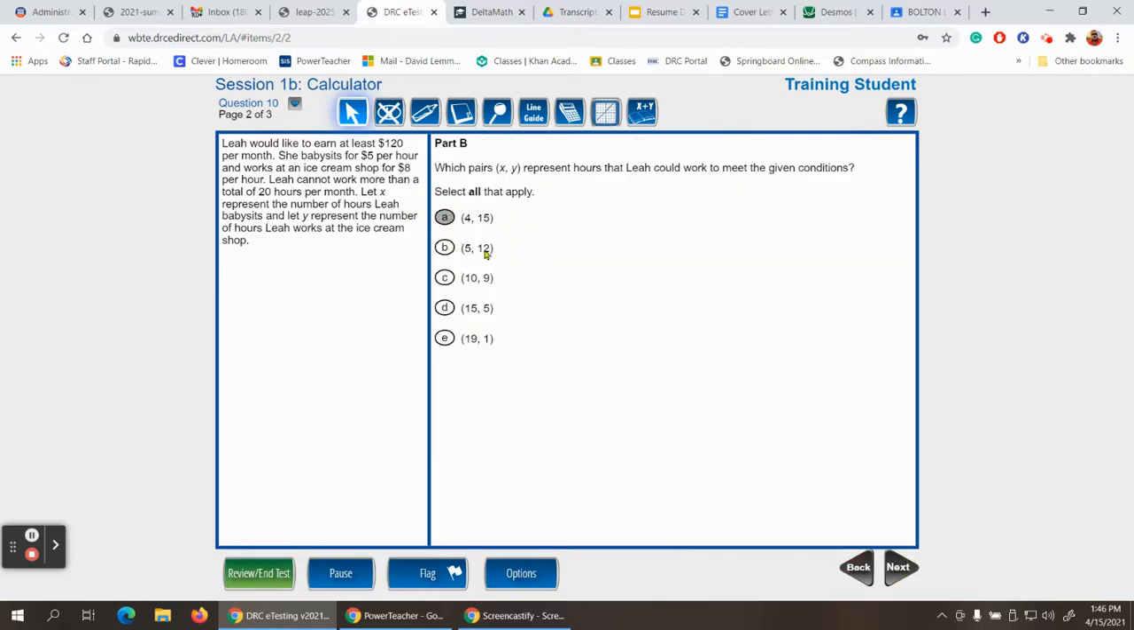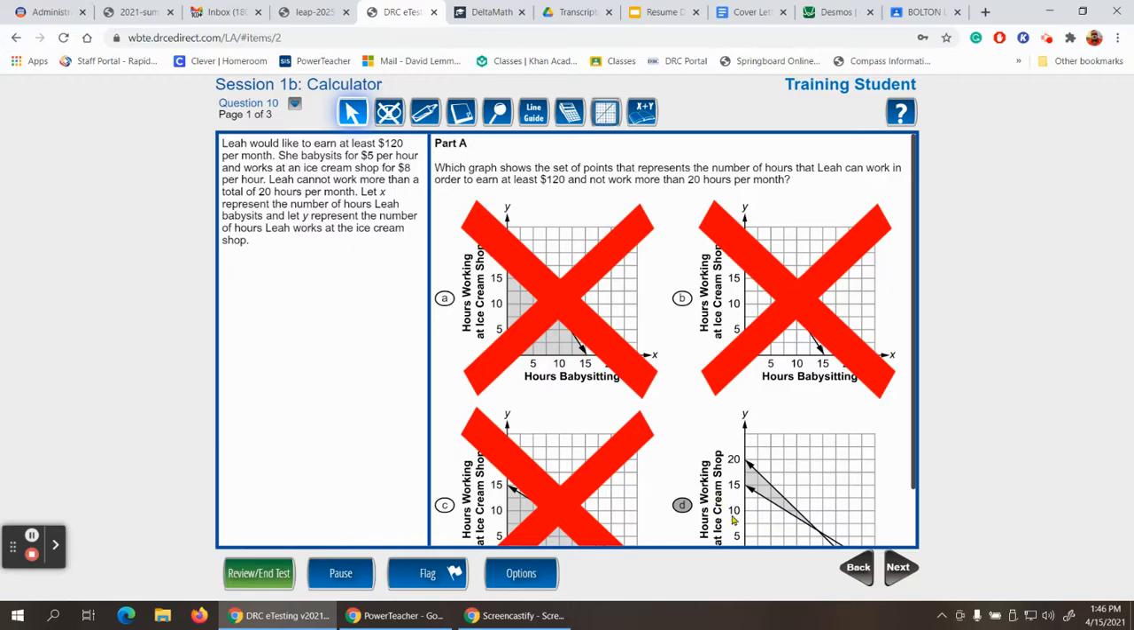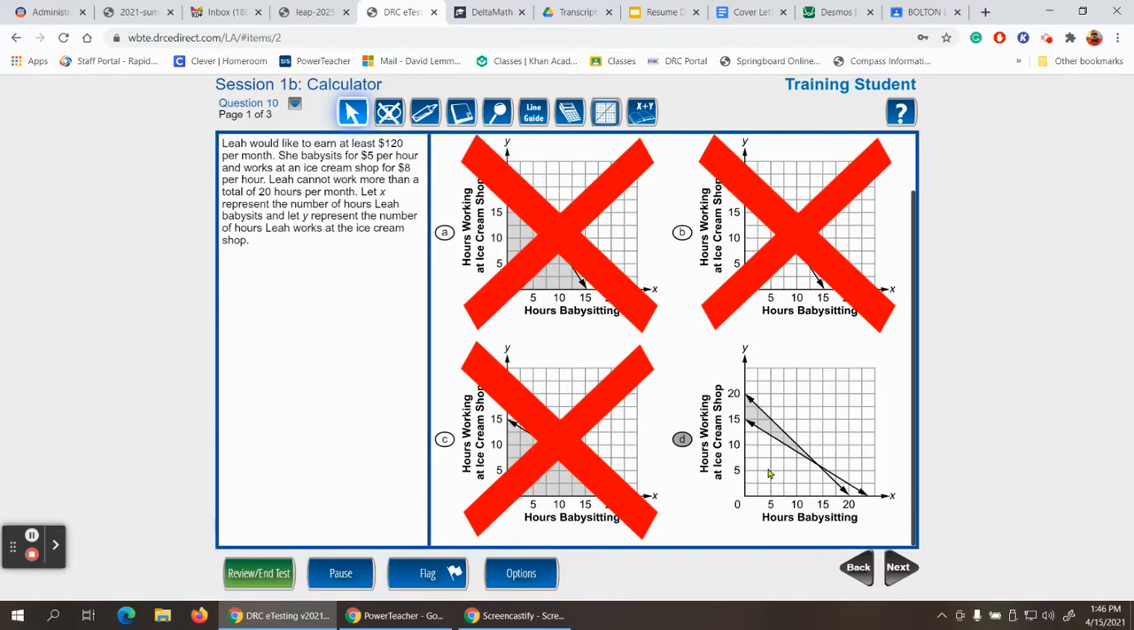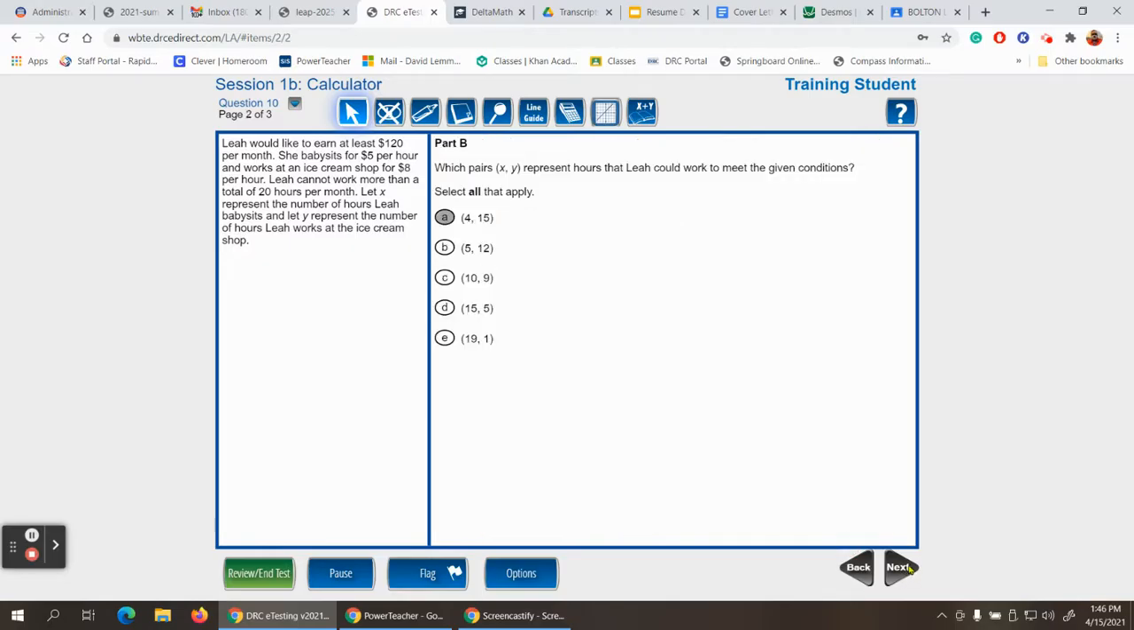All right. B is 512. So I click back. 512 is about right there. Yep, that's close. So yep, that's in there.